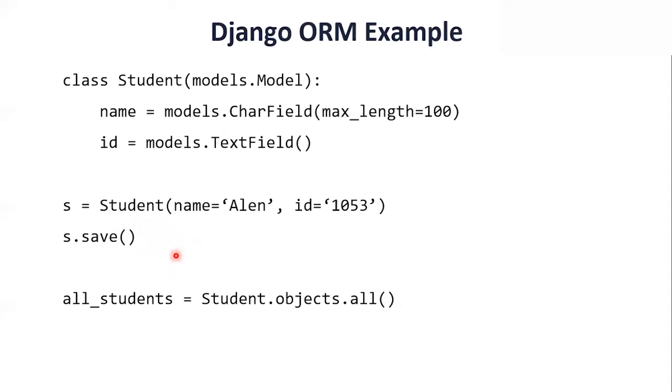So that will create a new row in the students table with the ID 1053 and name Alan as their values for relevant columns. And if you want to take all the students, maybe a list of student objects, you can simply say Student.objects.all, and this Django ORM will automatically fetch all the student records from the database, create student objects for each of them, and we will have a list of student objects representing all students.